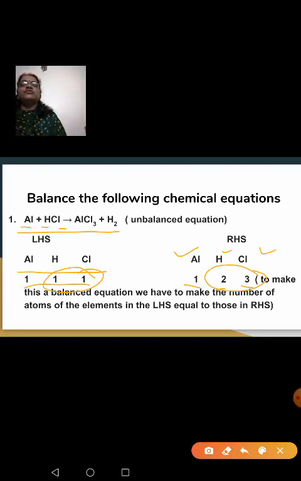The number of atoms of chlorine and hydrogen shown in the chemical equation is not equal on the left hand side as well as on the right hand side. So we have to make it equal. What has to be done to make them equal? That's what we will do now.